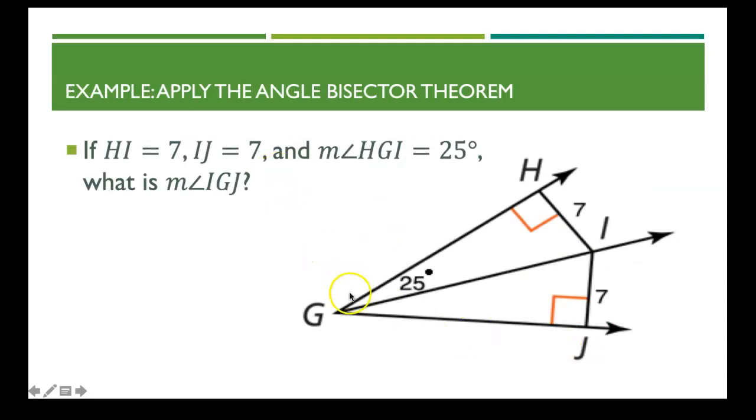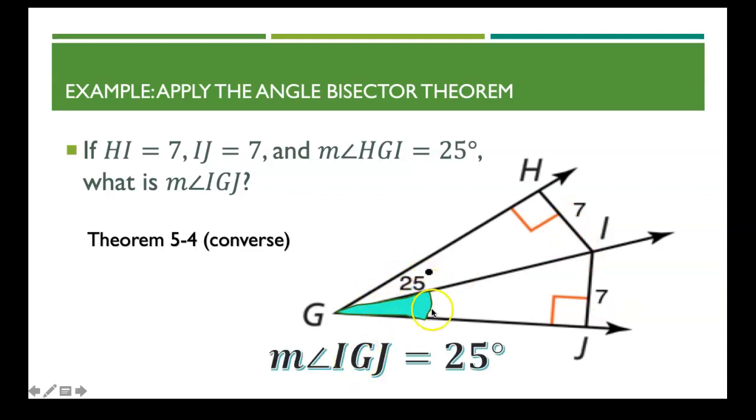Here in this first one, I'm going to tell you that HI is 7, IJ is also 7, and the measure of HGI is 25 degrees. Okay, so in this case, if it's the converse, it says these two things are equidistant. What's the measure of this angle down here? If these two lines are equidistant and they're the same measure, then this must be on the angle bisector. And if this is 25 on an angle bisector, then this other angle also has to be 25 degrees. So 25, 25, 7, 7.